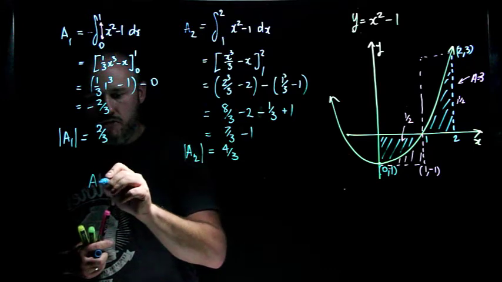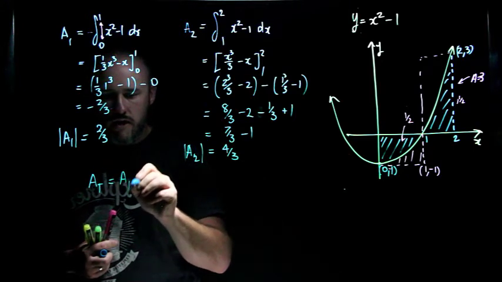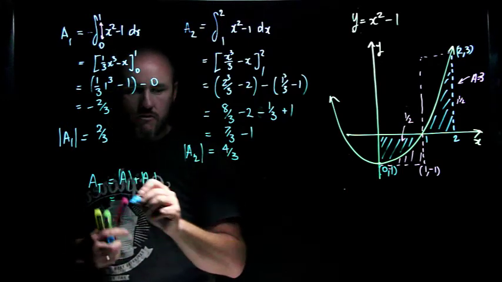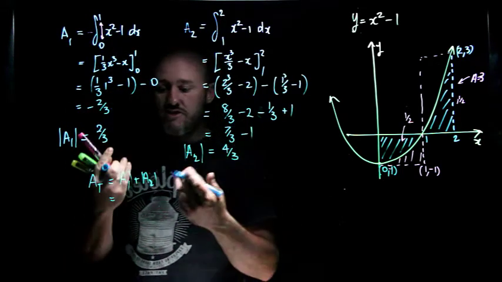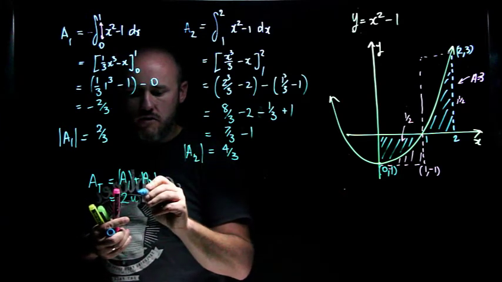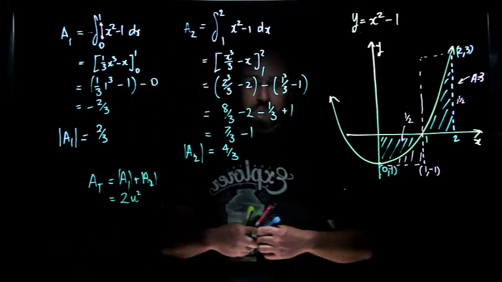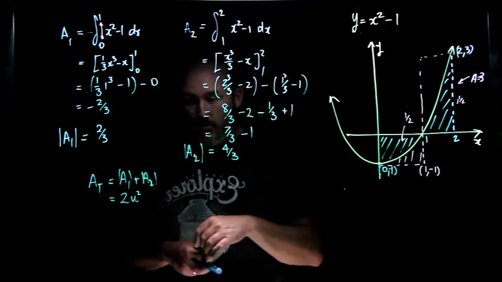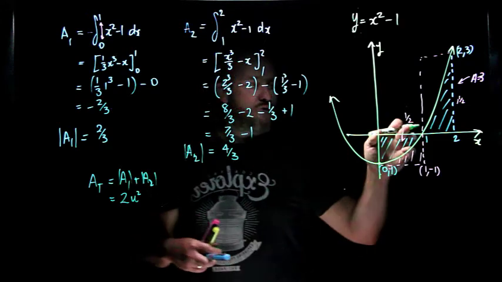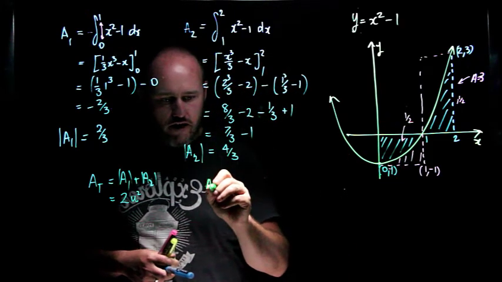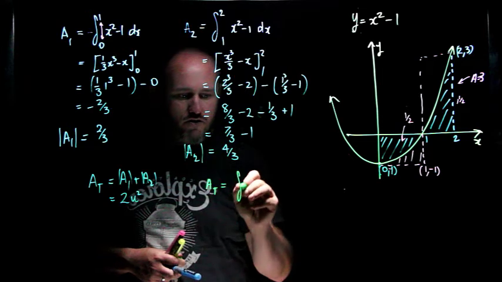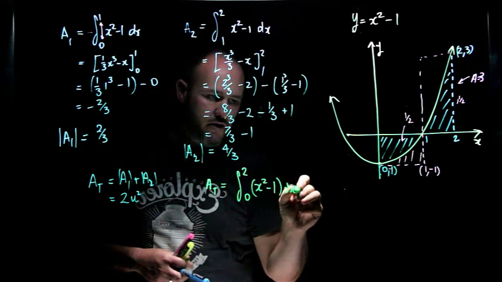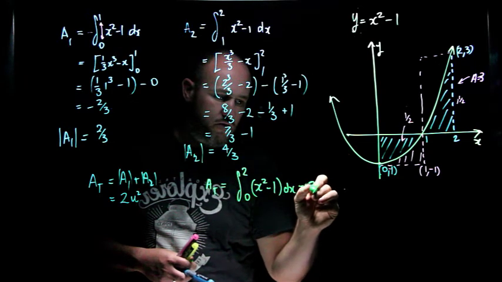Therefore, the area total is equal to area 1 plus area 2, and I might write it like this. And that is equal to 2 thirds plus 4 thirds, which is 6 thirds, which is 2. And we're dealing with a unit square. Now, what's really important to note here is that earlier we did this problem without finding that 1. So we just calculated the area total was equal to the integral between 2 and 0 of x squared minus 1 dx, and that came out as 2 thirds.